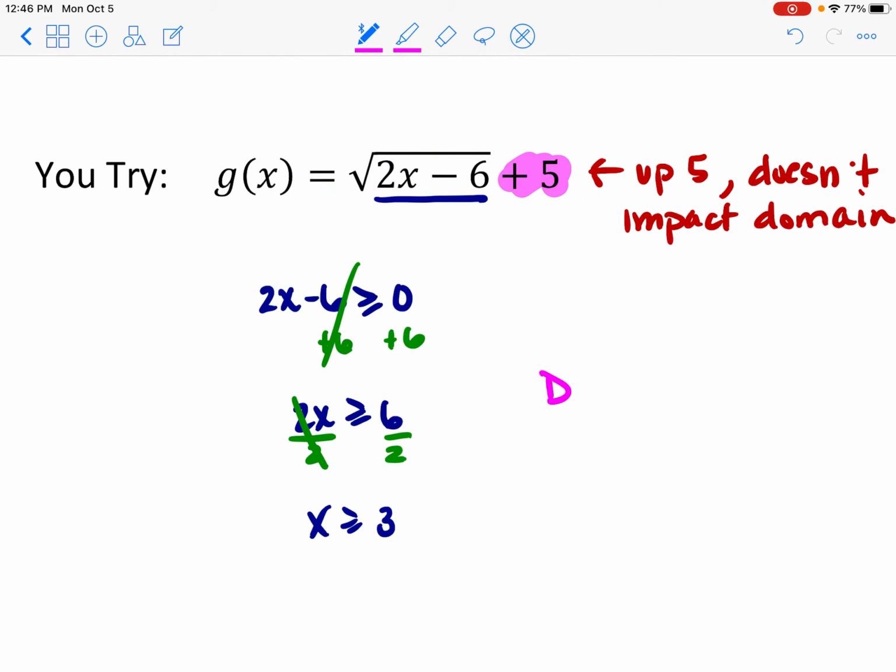So we're going to say this domain is all x's such that our x's are greater than or equal to 3. Or we could say this domain starts at 3 and goes forever toward positive infinity. Okay?